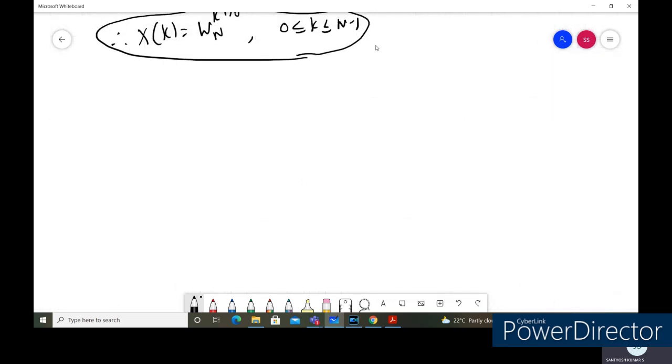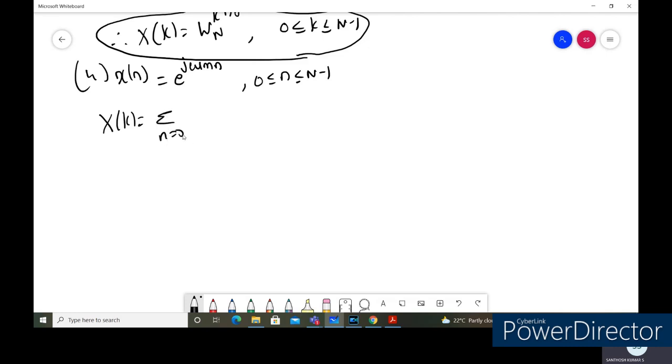Let us take another generalized function, x of n is equal to e to the power of j omega m n. Here n can take the value from 0 to N minus 1. And for this exponential function, let us find out the DFT. I am going to write the formula for the DFT, that is X of k is equal to summation n is equal to 0 to N minus 1. Let us write this generalized form.